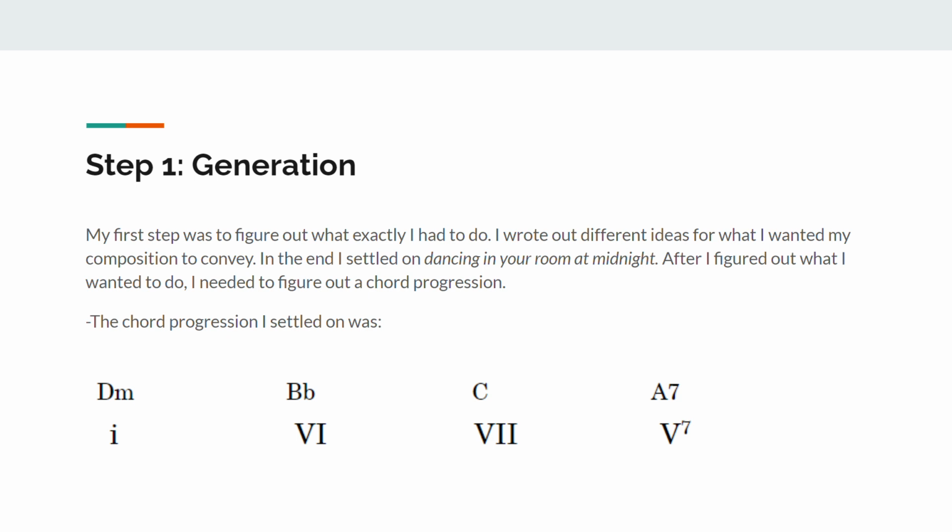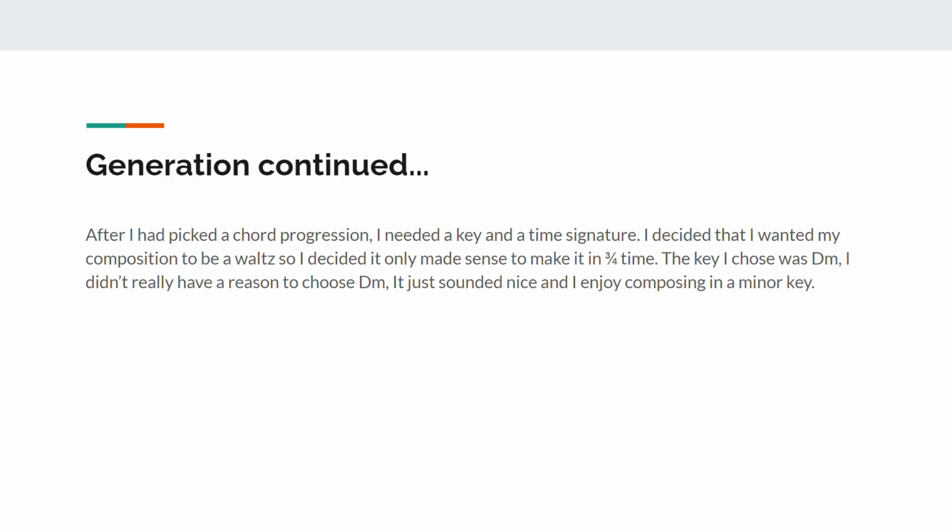After I figured out what I wanted to do, I needed to figure out a chord progression. This was the chord progression that I settled on. After I had picked the chord progression, I needed a key and a time signature. I decided that I wanted my composition to be a waltz, so I decided it only made sense to have it in 3/4 time. The key I chose was D minor. I didn't really have a reason to choose D minor, it just sounded nice and I enjoy composing in a minor key.